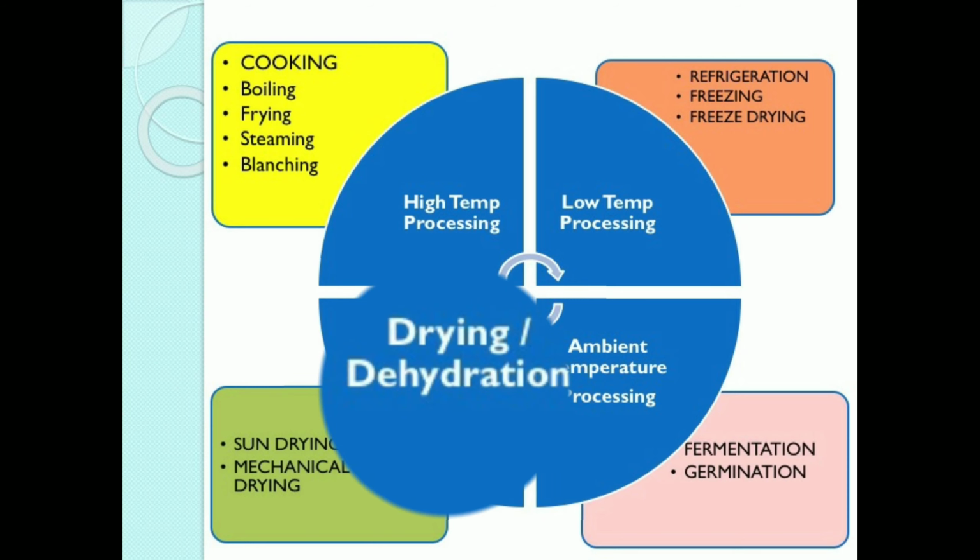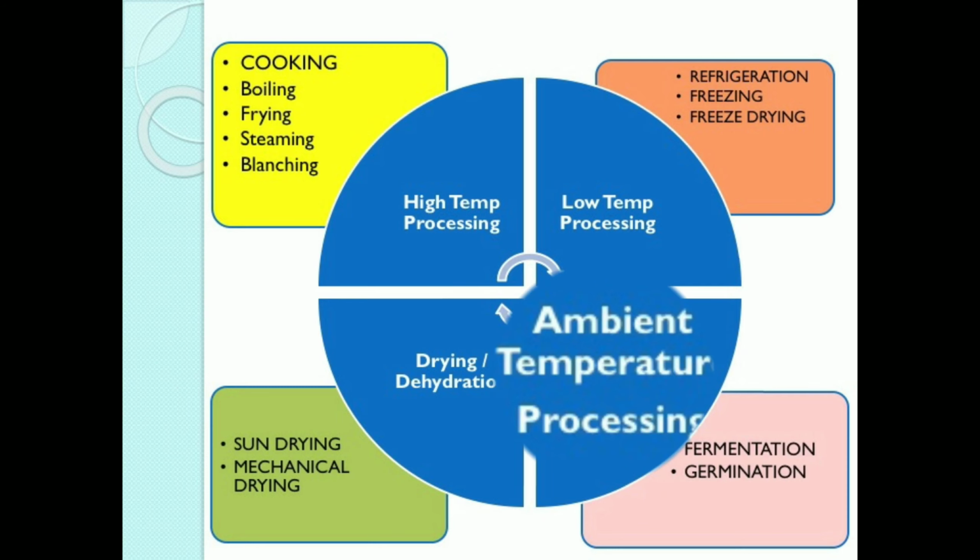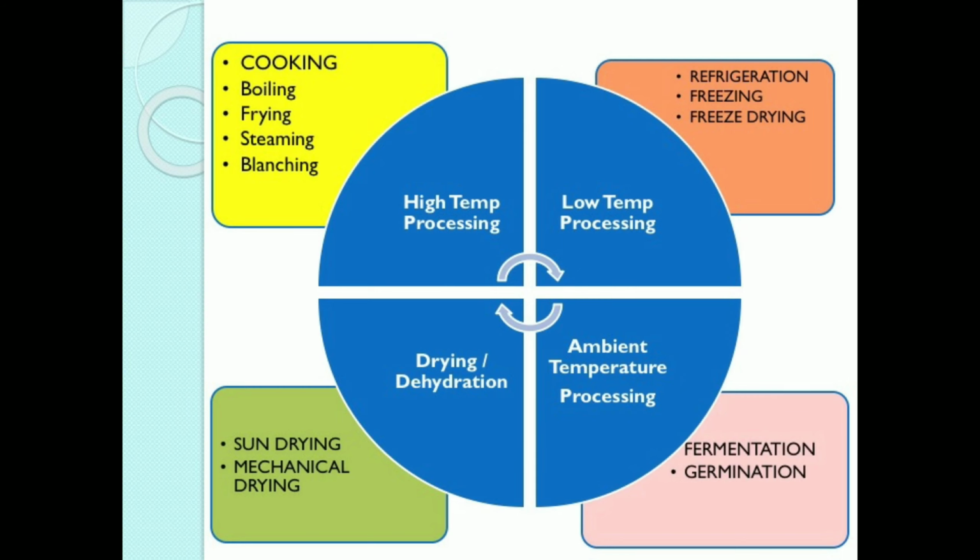The third category is drying or dehydration. So drying or dehydration involves sun drying or mechanical drying, and sun drying and mechanical drying is also discussed in detail in the coming lectures. The next processing techniques, which are fermentation and germination, they are normally done at room temperatures or ambient temperature conditions.